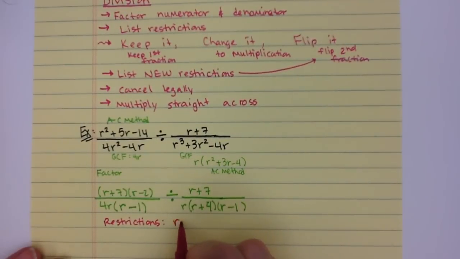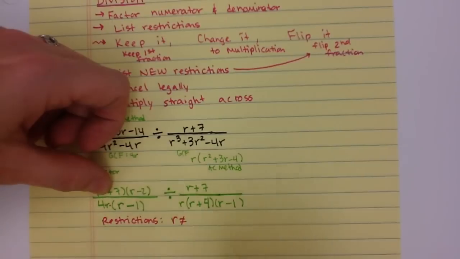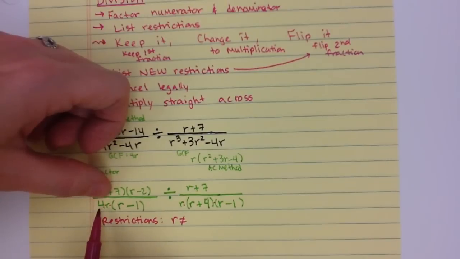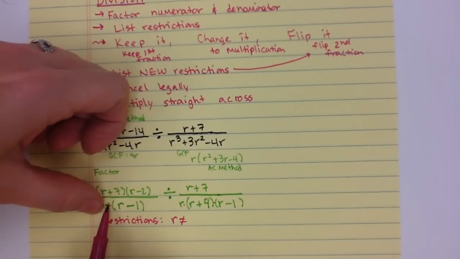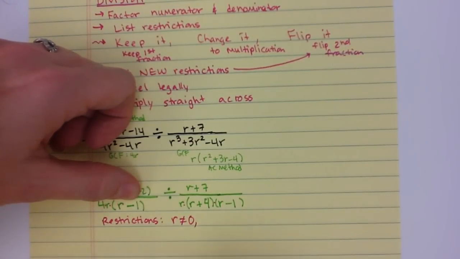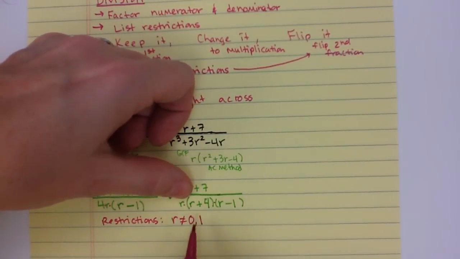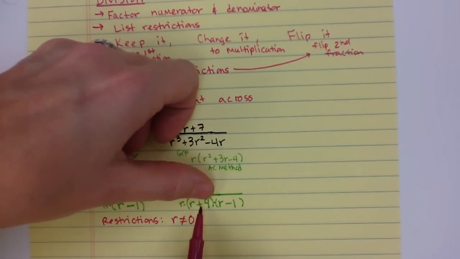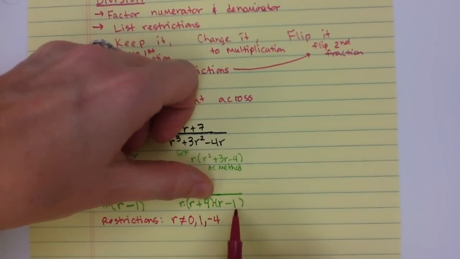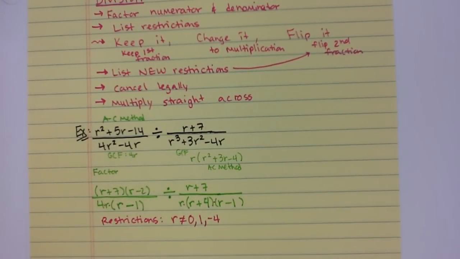So we have to say what r cannot equal. We go piece by piece, so I have 4 times r minus 1, and r times r plus 4 times r minus 1. I don't worry about the 4, it doesn't give me anything. I set r not equal to 0, that gives me r can't equal 0. R minus 1 not equal to 0 gives me r cannot equal 1. Set r not equal to 0, that gives me r cannot equal 0 again. R plus 4 cannot equal 0, gives me r cannot equal negative 4. And then r minus 1 gives me that same one that I had before. So I have 3 restrictions right now.